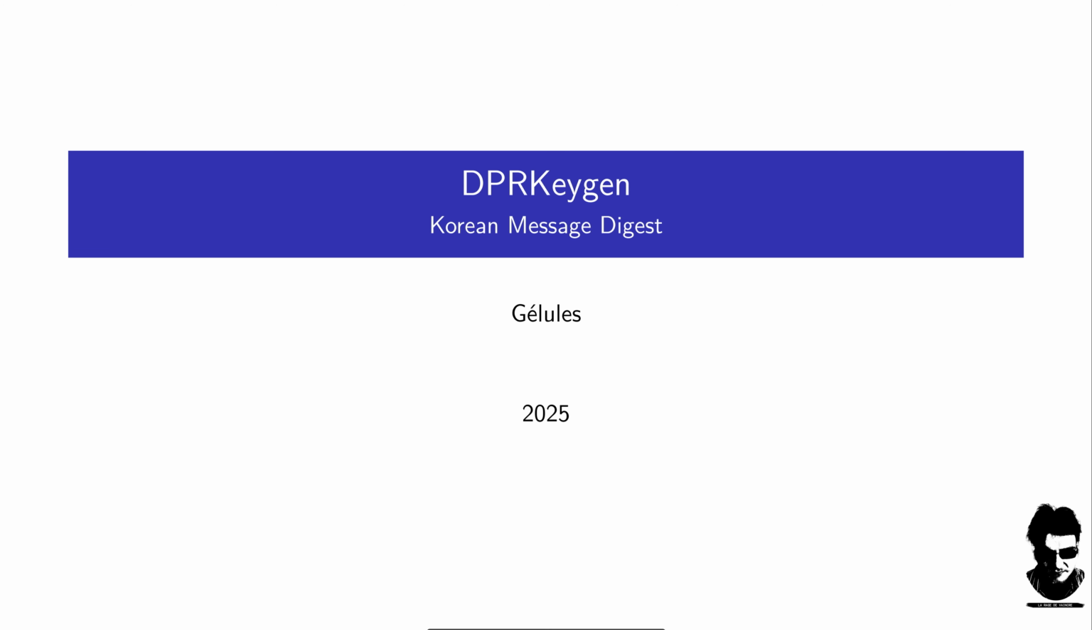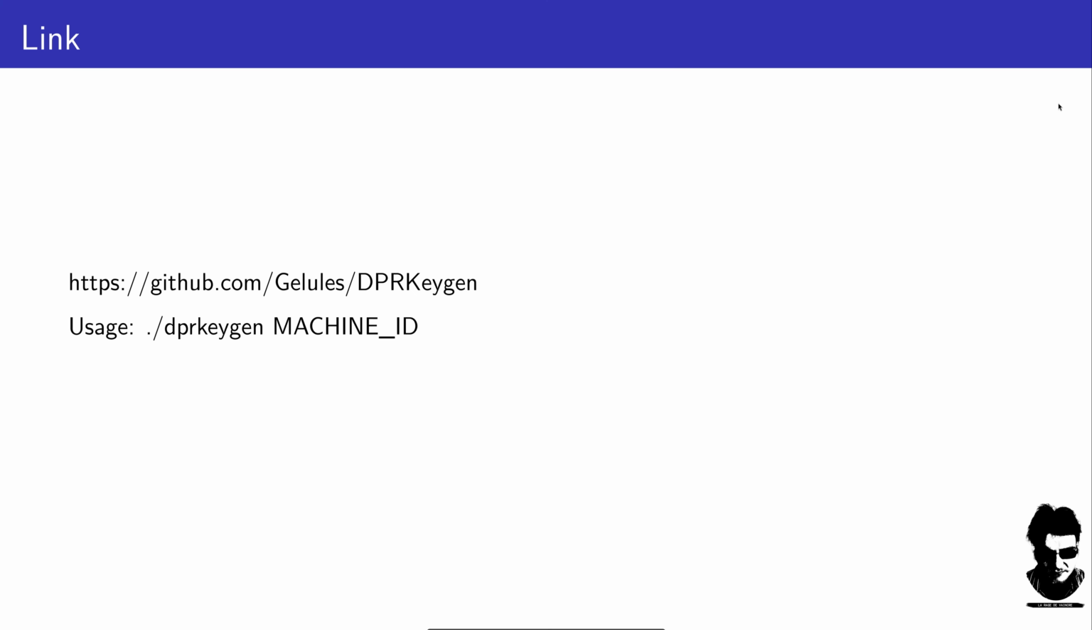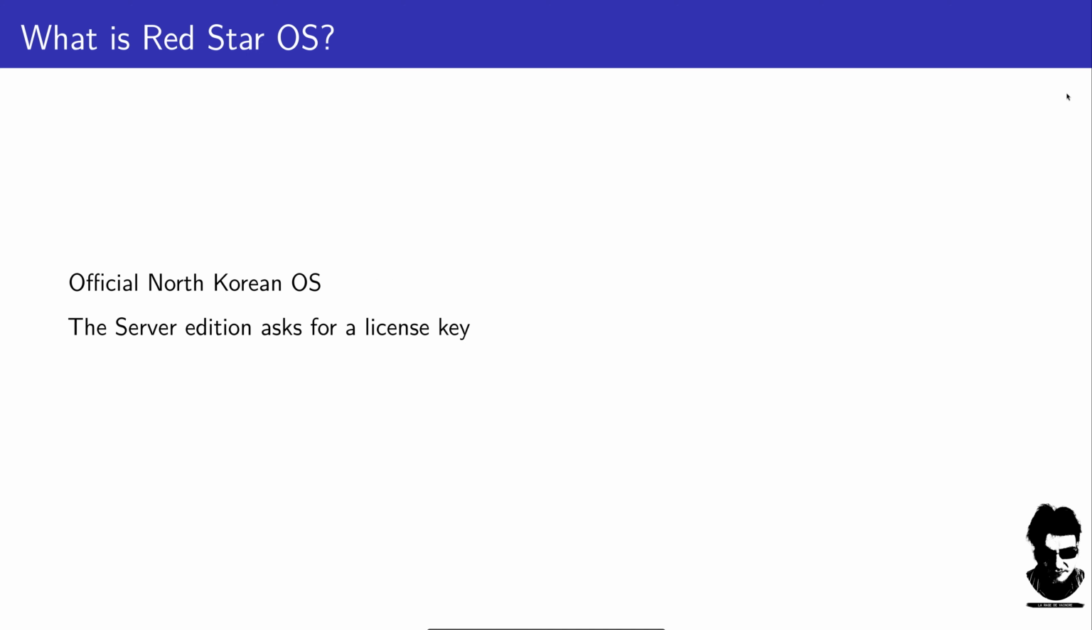So this is DPR Keygen, or the Keygen for the Red Star OS server. Here is the link, it is also in the description of the video, to download the Keygen. It is on my repo, it is open source, it's made in C, so you can download it and compile it yourself. Then you can execute the binary, and you have to give the machine ID given during the installation when the license key is being asked.